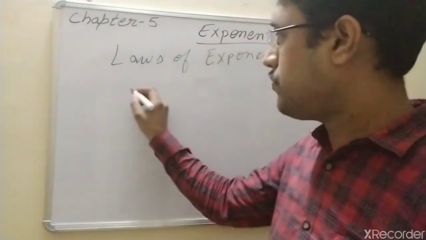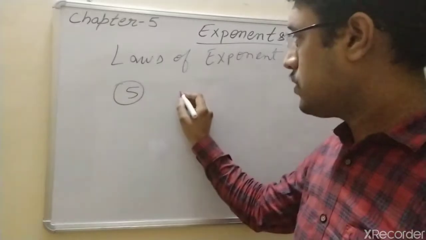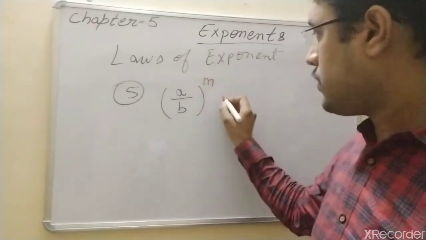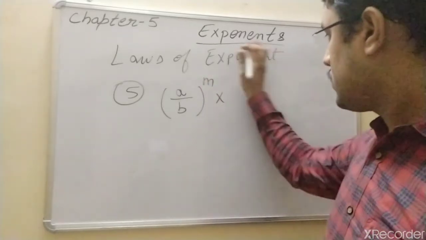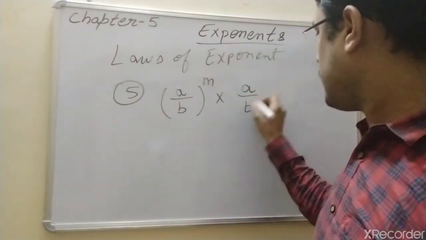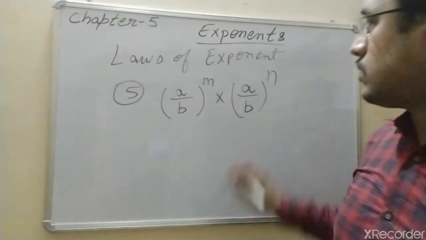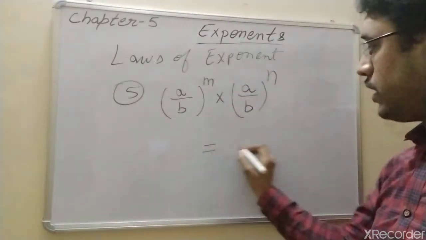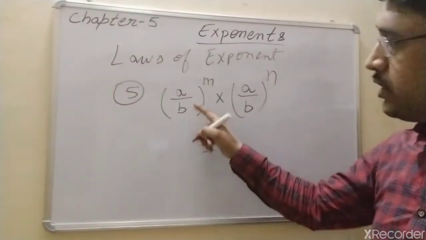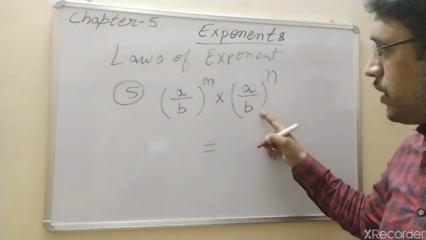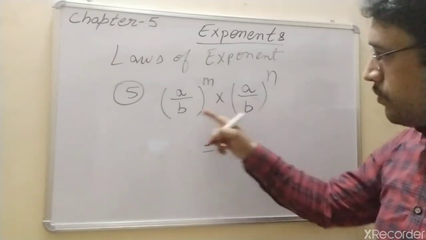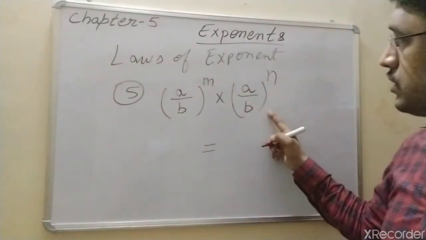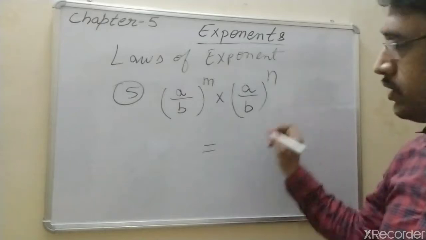Now the fifth rule: if we have a by b to the power m into a by b to the power n, here the powers are m and n. In this case you will add the powers because the base is the same, a by b and a by b. When you are multiplying two numbers with the same base, you have to add the exponents in the result.